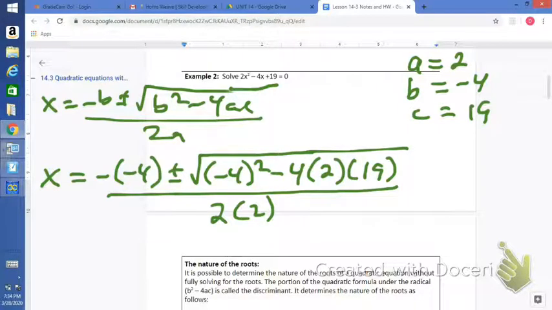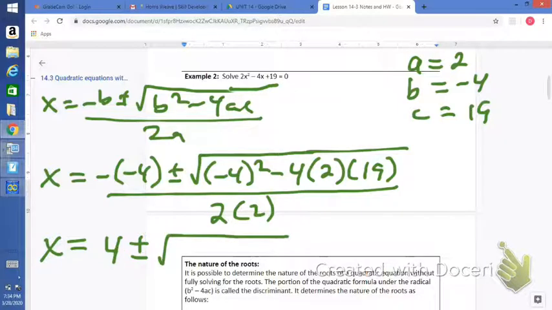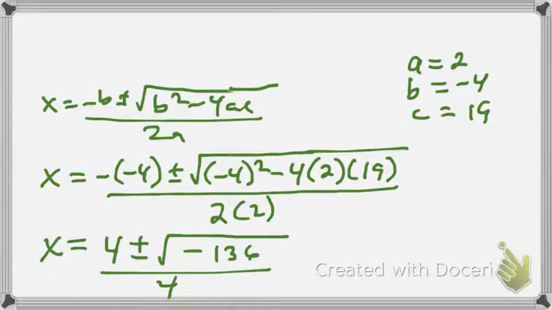Now, x equals 4 plus or minus the square root. So we got negative 4 squared, so it's going to be 16 minus 4 times 2 times 19. And that is going to give us negative 136 all over 4. Alright. New page.